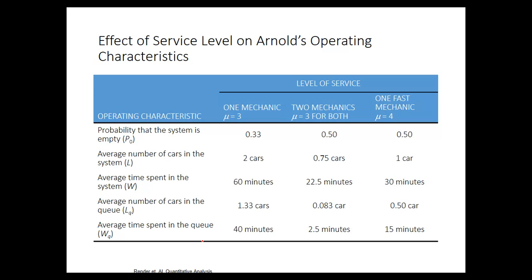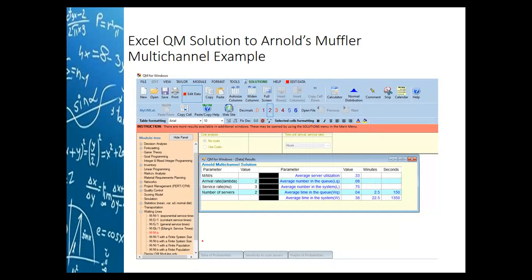For example, one mechanic 1.33 cars, and then two mechanic, you see how different it changes, right? From one car into less than one, not even less, but less than one fast mechanic even. Okay, you can see how it progresses that much. Okay, so these are the way we solve the same problem by using software.